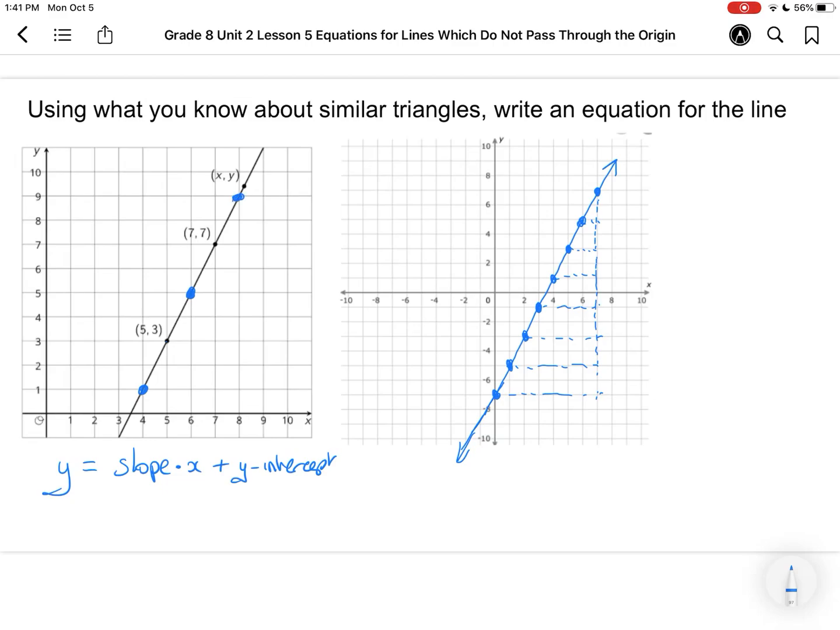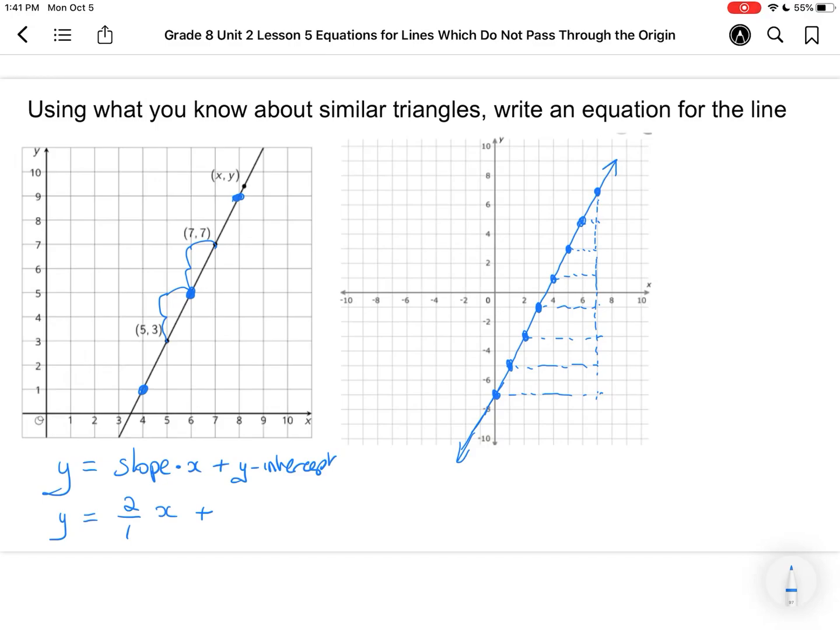So I can see that the slope, I'm going to just start at (5, 3), goes up 2 and to the right 1, up 2 to the right 1, same all the way along. So the slope is 2 over 1. And you can write that as just 2 if you want. So 2 over 1 x plus the y-intercept. But I can't read the y-intercept from the graph because it's cut off.